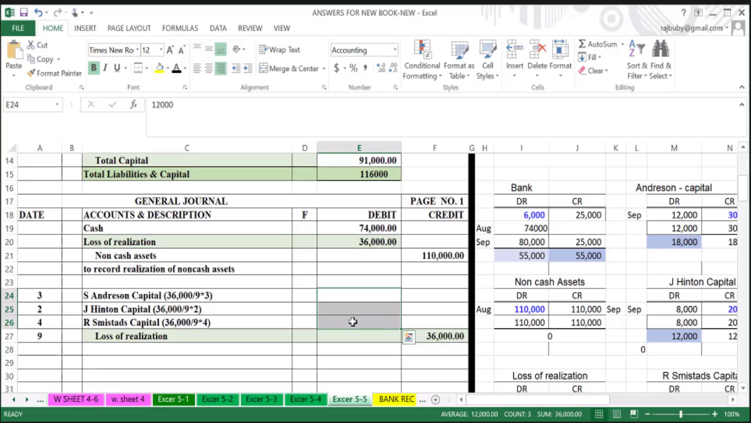Okay, it's 12,000 for Anderson. Yes. Then 8,000 for Hinton. Yes. And the rest, 16, is for the next partner.